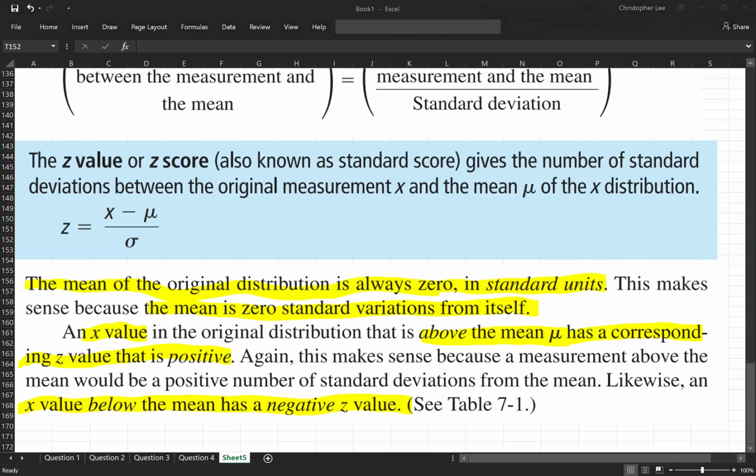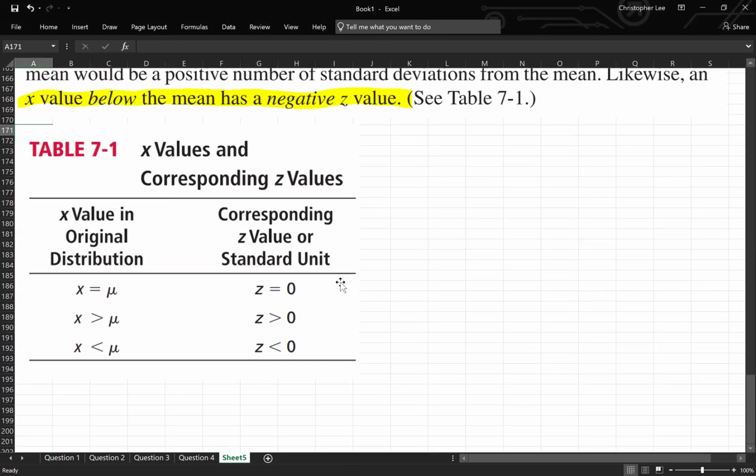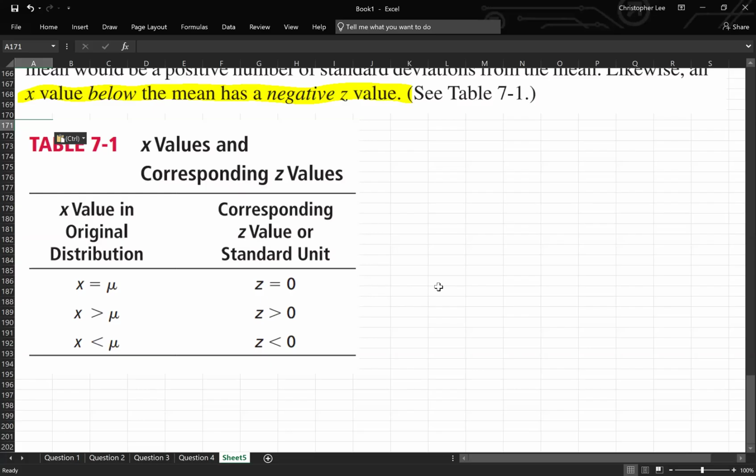I just want to make this pop a little bit more. This is what is going to make up our question. So we have X values and corresponding Z values. X is the value in the original distribution, where X could be equal to the mean, greater than the mean, or less than the mean. The corresponding Z value or standard unit would be Z equal to 0, Z greater than 0, or Z less than 0.